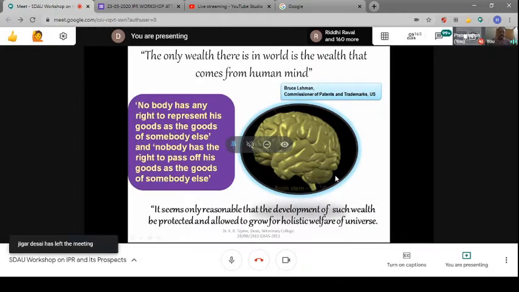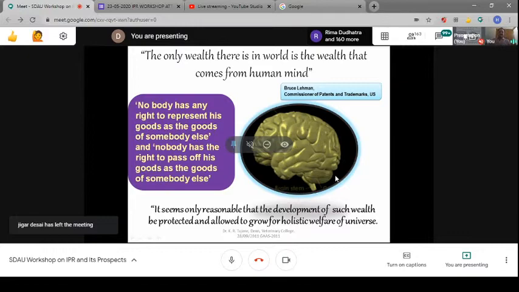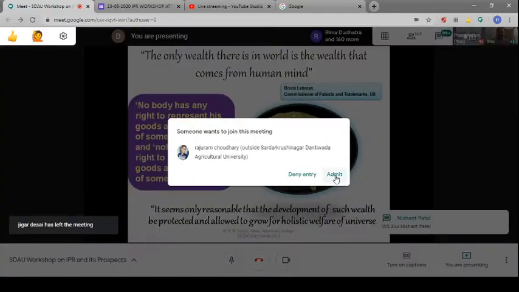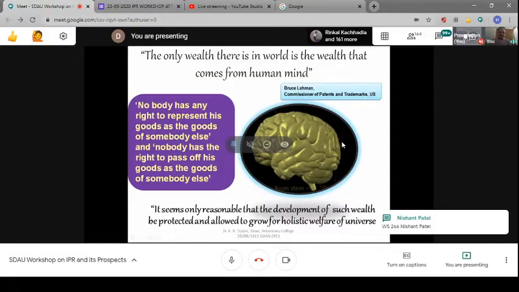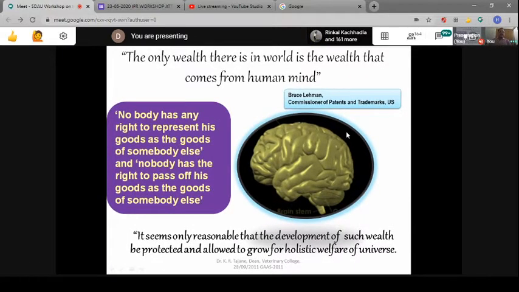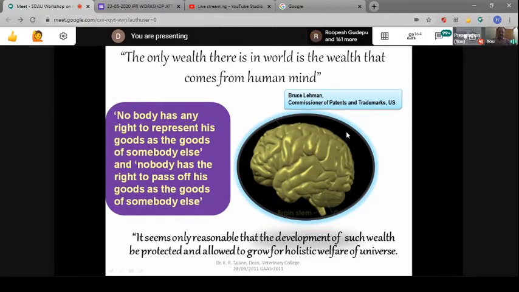But in this world, before the creation of tangible or physical property, whatever you are seeing, the things first emerge in the mind of man. That imagination, that thinking, that creation, that innovation takes physical shape on this earth.